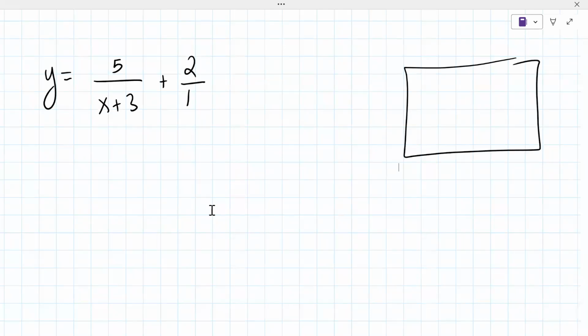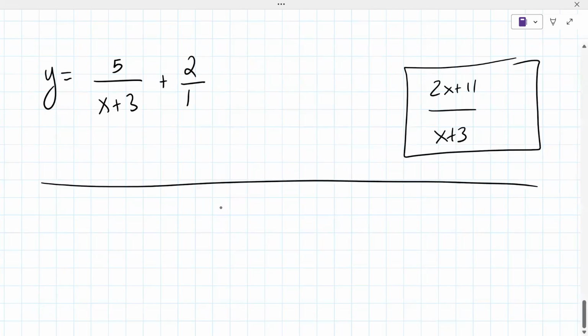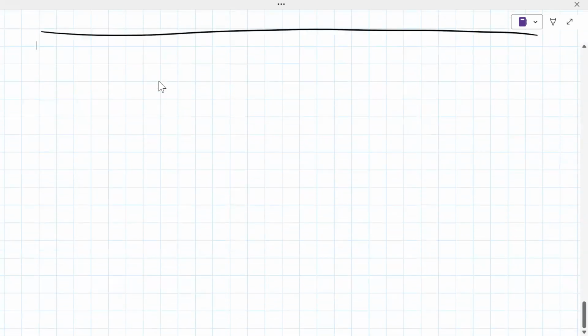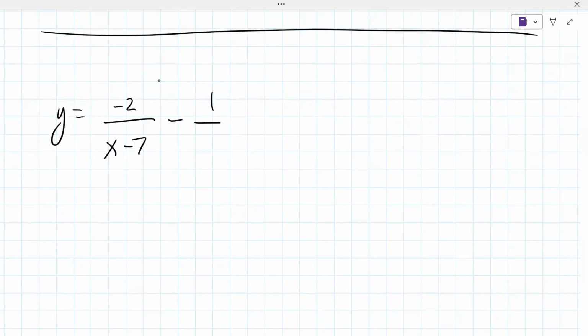Would it be 2x plus 11 over x plus 3? Like that? That is correct. Very good. All right. So that was a nice, easy one. So let's make this a little bit harder. Let's go y equals -2 over x minus 7, minus 1 over 1.